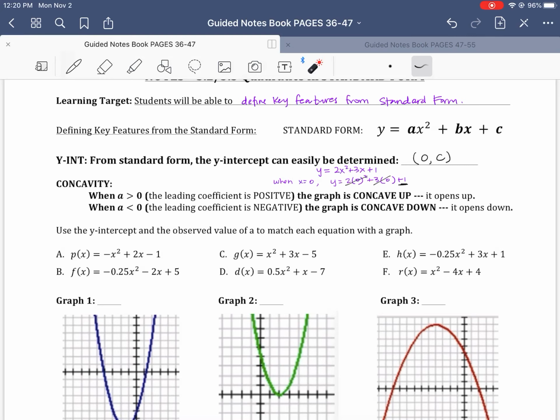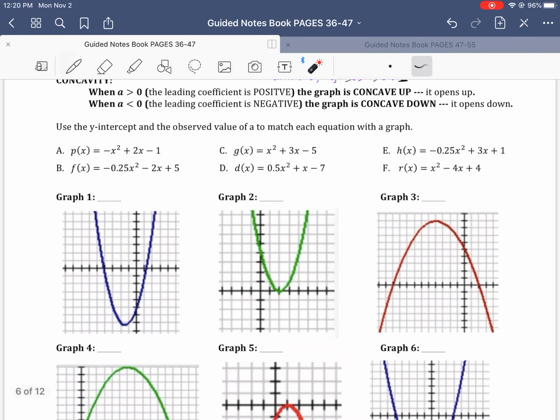And then the concavity, I kind of talked about that. So that's the second feature that's really easy to identify. When the a value out front, if it's positive, then the graph is opening up, right? It's smiling. If it's negative out front, then the graph is opening down, like it's frowning.